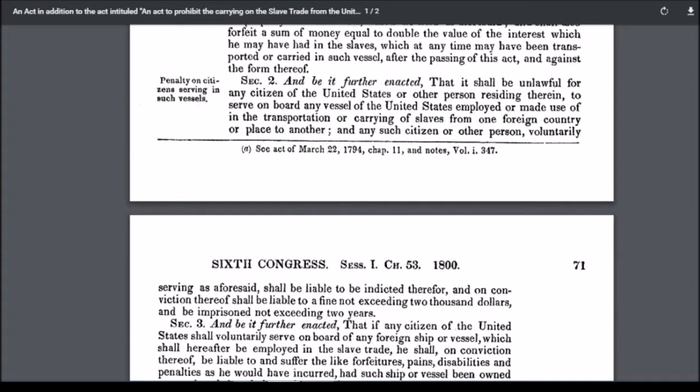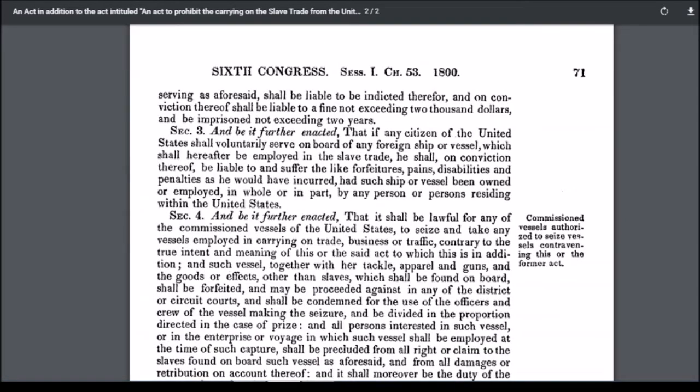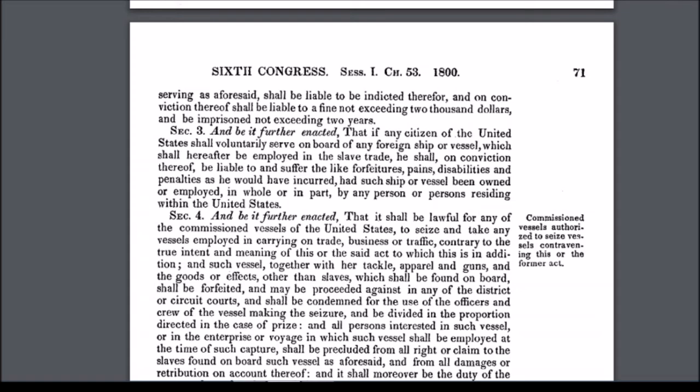Okay, so now you're adding more hefty fines to even having stock in a slave trade vessel. But for this one, if you're a citizen on board or you serve on board any United States vessel that deals with transportation or carrying of slaves, you can be fined up to $2,000 and you can be imprisoned for up to 2 years.